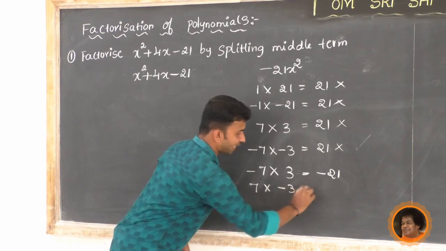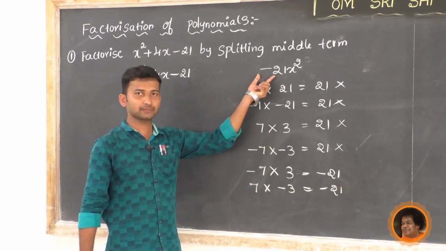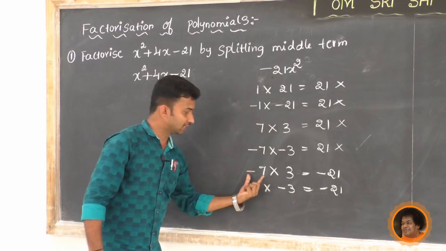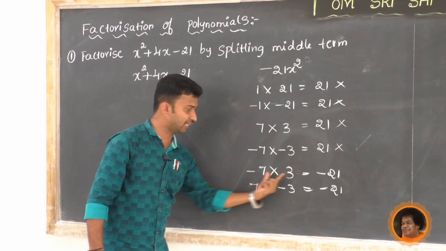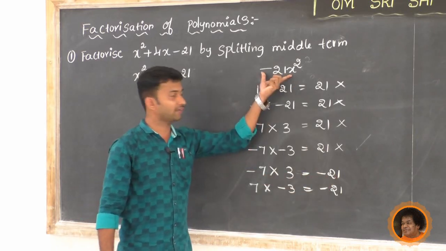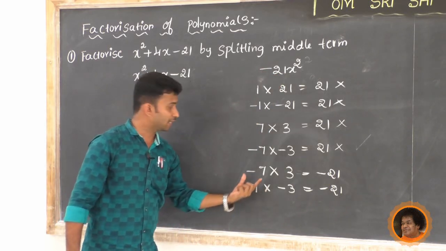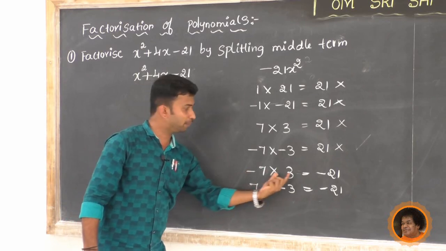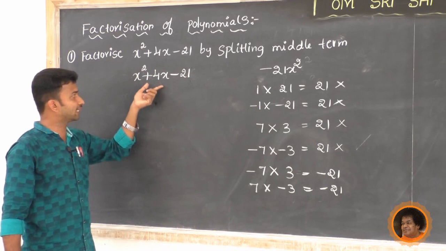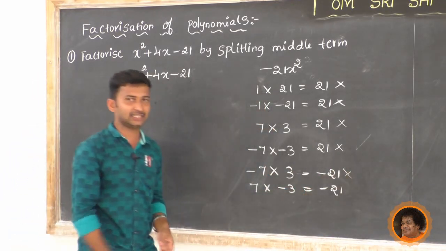7 into minus 3 is also minus 21. Here we have minus 21. Select minus 7 into 3 is equal to minus 21. Here we have minus 21 x square. What about the sum? Minus 7 plus 3 is equal to minus 4. But here we have plus 4. So this is also rejected.